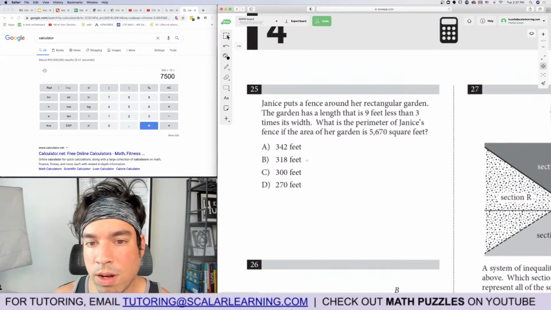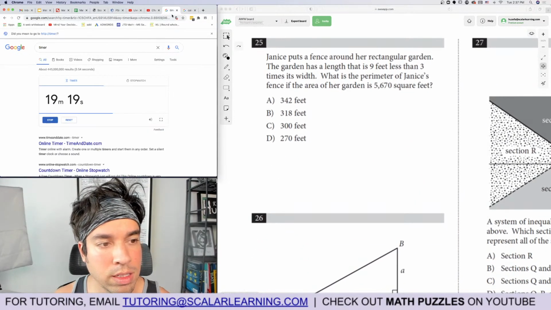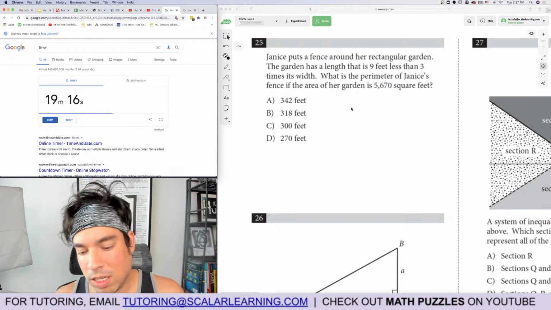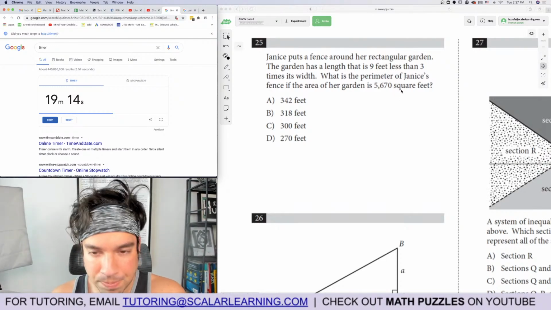Number 5. Oh boy, like I said, I don't know when the free response hits, so I'm not sure if we're doing good or not on time.